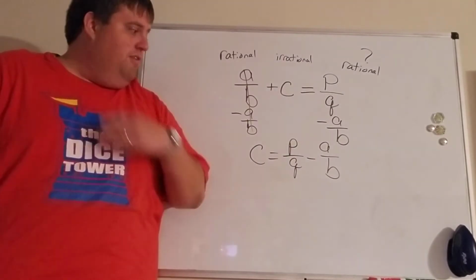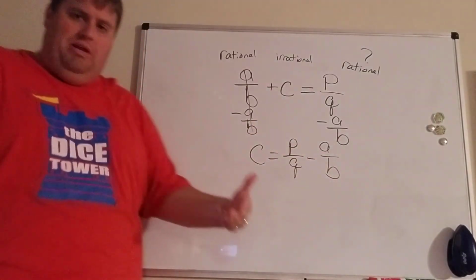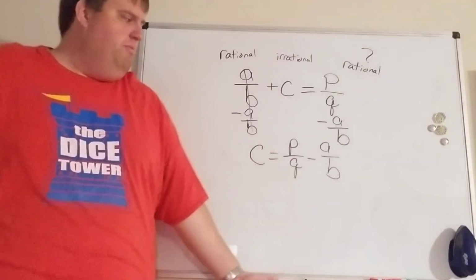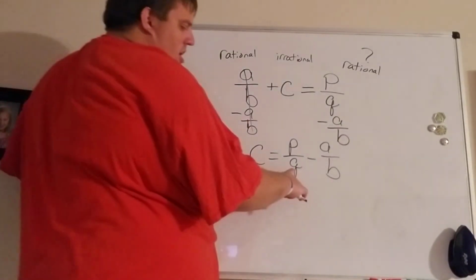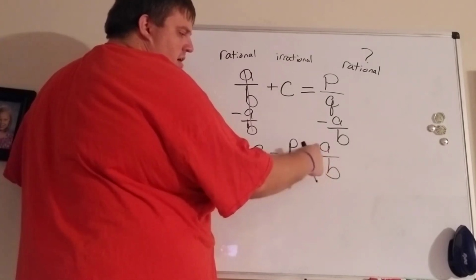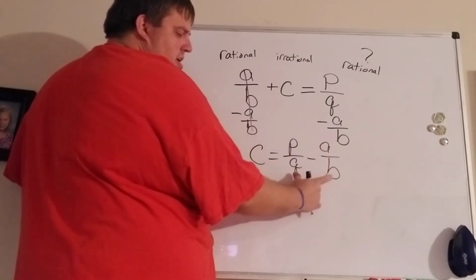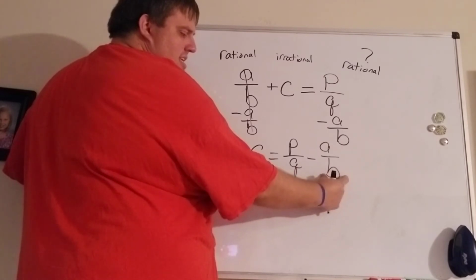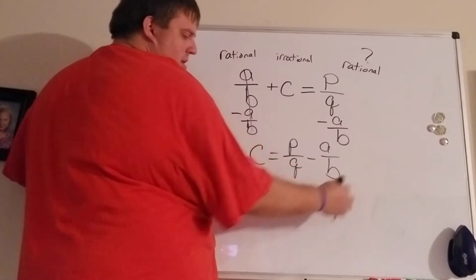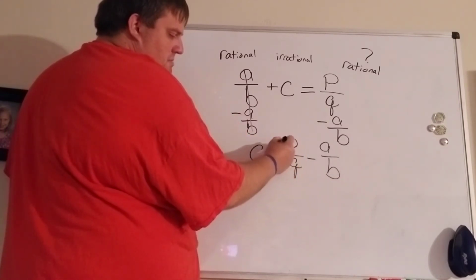Okay. So if I want to subtract these, same idea that we did in the first example, we need common denominators here if we want to actually figure this out. So if I want P over Q and a over b to have the same denominator, probably the easiest thing is to take this denominator, multiply it by this one, and take this denominator, multiply it by this one. So let's multiply this one by b over b.